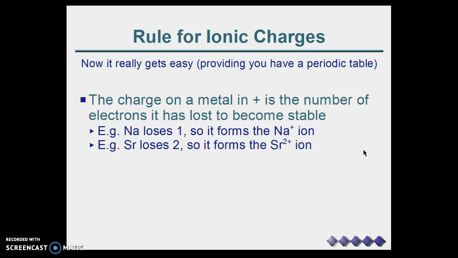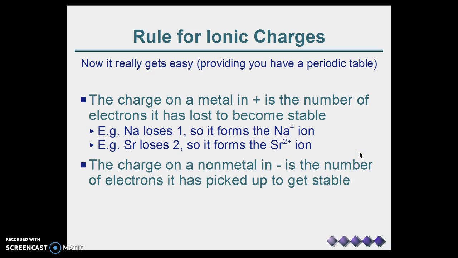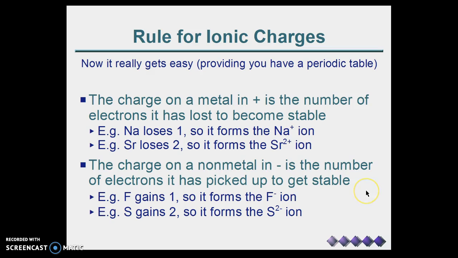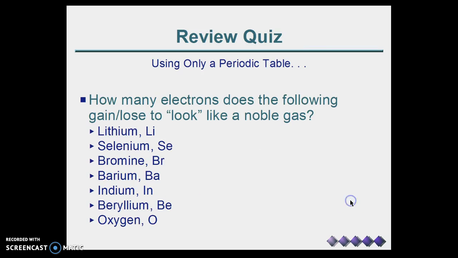Strontium loses 2, it's in the second column, so it forms the Sr2+ ion. It has a charge of +2. On nonmetals, the charge in negatives is the number of electrons it's picked up to get low energy stable, like a noble gas. Fluorine gains 1, so it forms the fluoride ion F-. It's gained 1 negative charge. Sulfur gains 2, so it forms the S2- ion. It has 2 extra electrons.